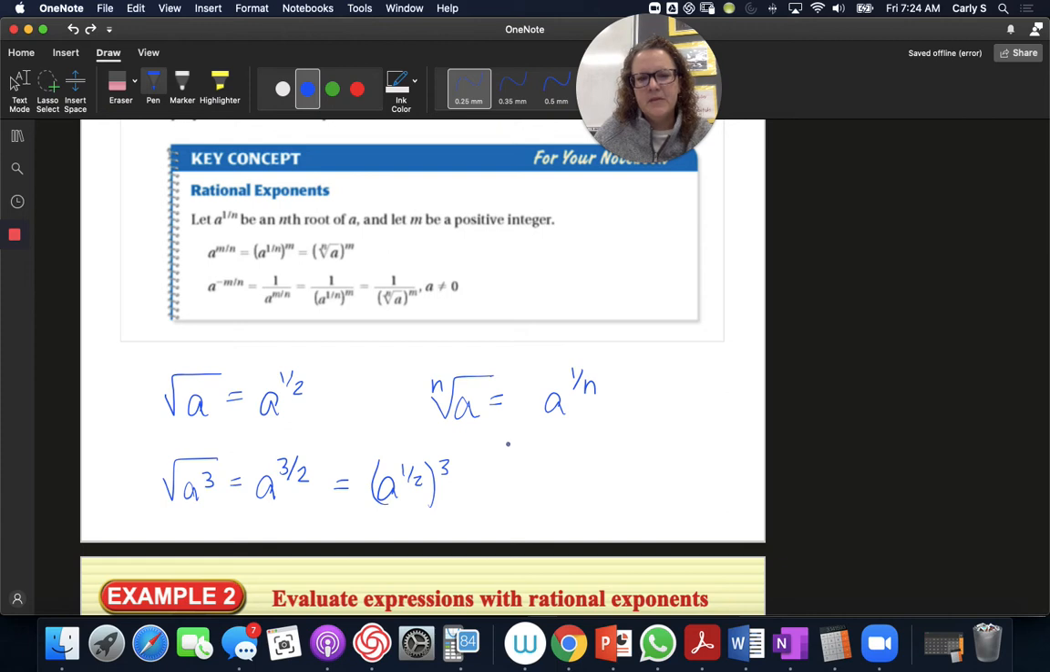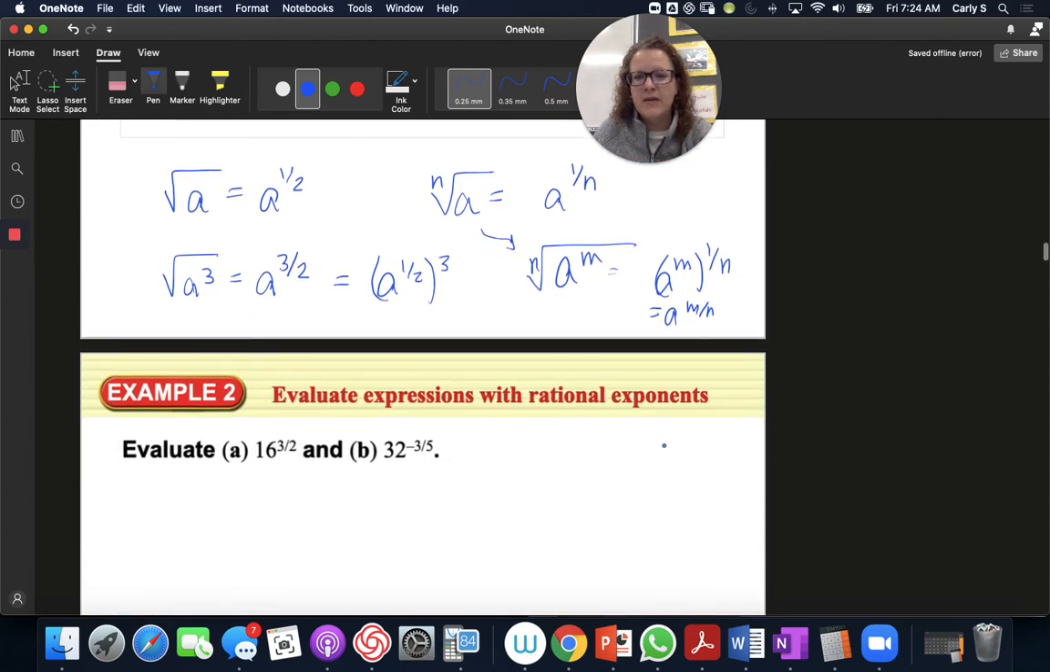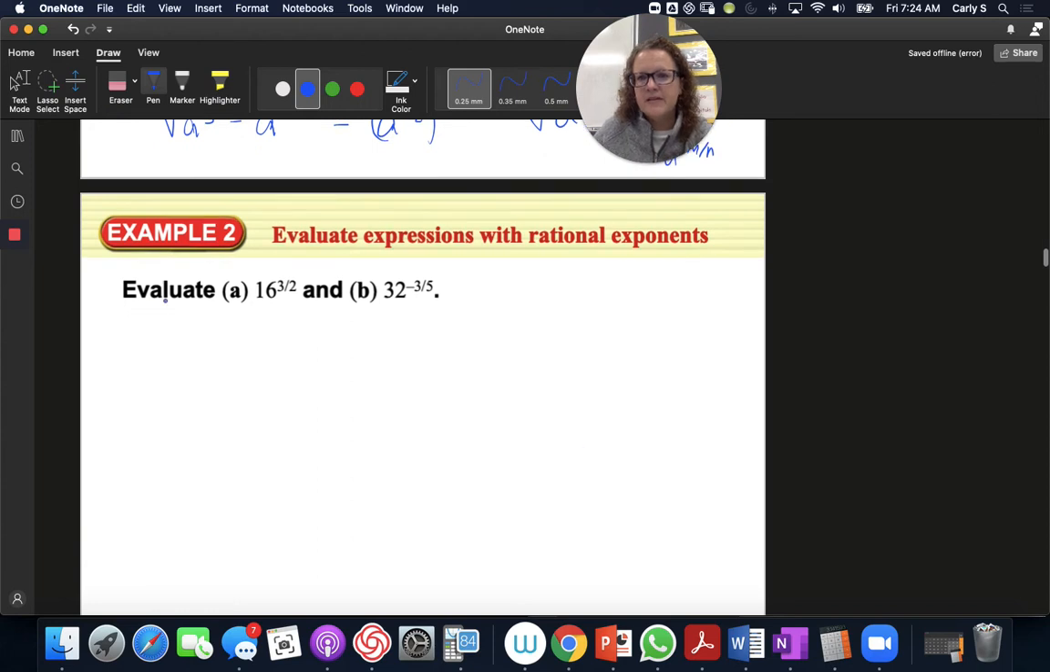Okay, same with this one. If I have a to the m power and I take the nth root of it, it's the same as a to the m times 1/n, which is the same as a to the m over n. Okay, because you multiply those. We learned that already.